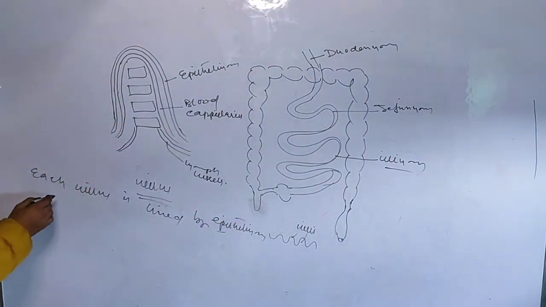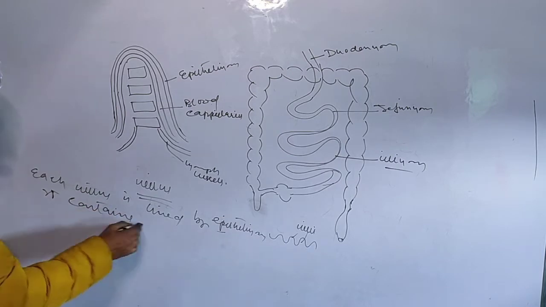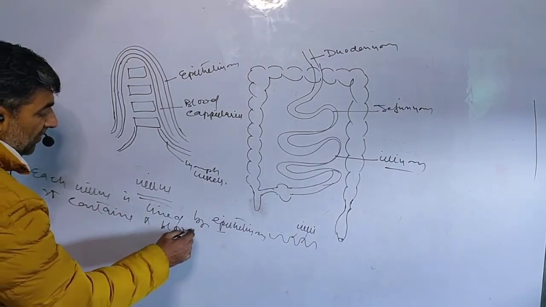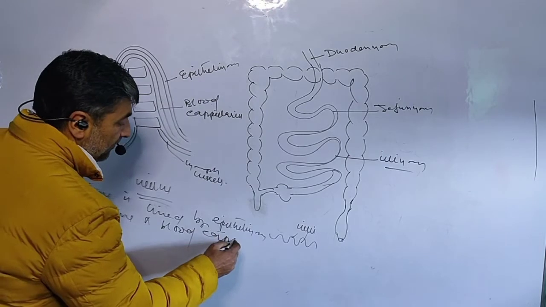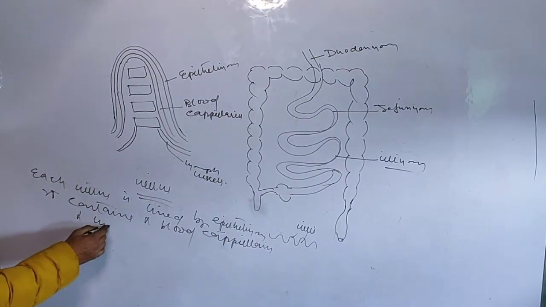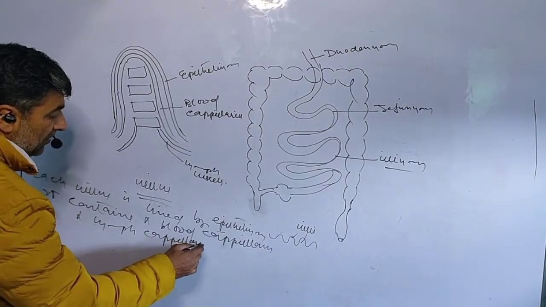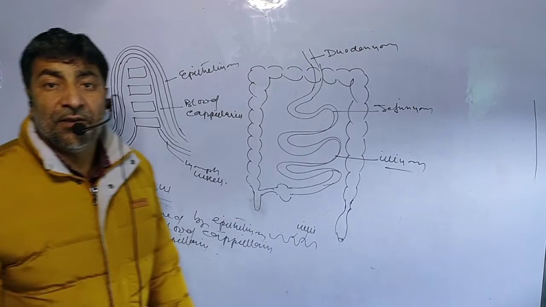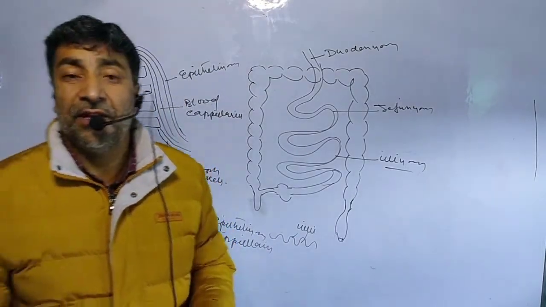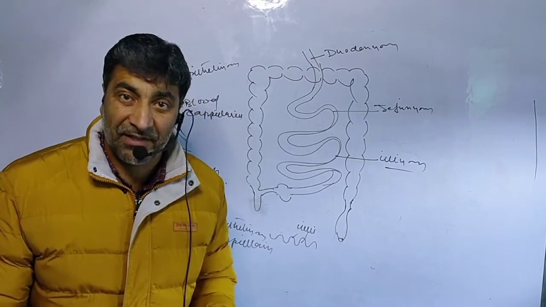It contains blood capillaries and lymph capillaries. Each villus contains blood capillaries and lymph capillaries. When the lymph capillaries join together, they form a lymph vessel.